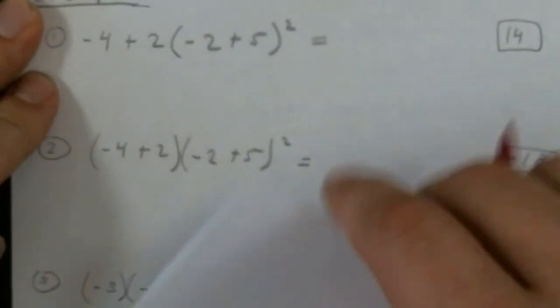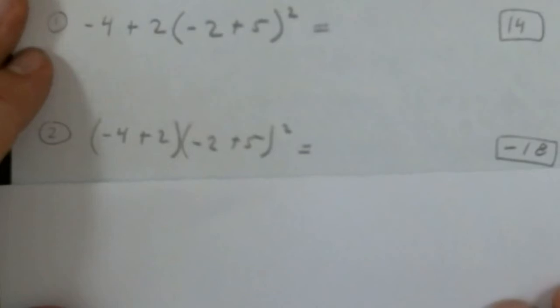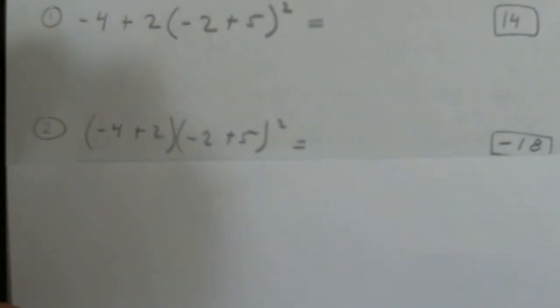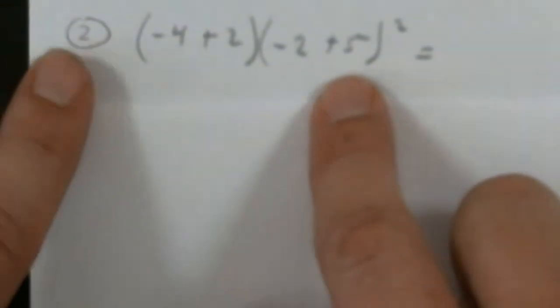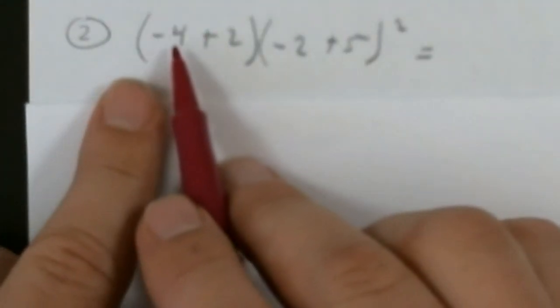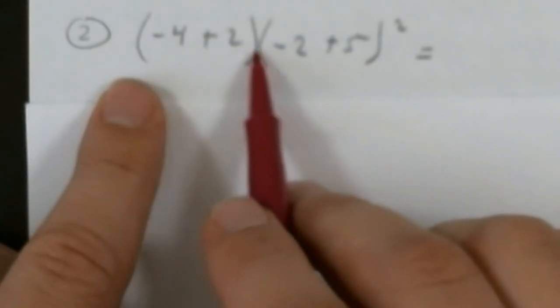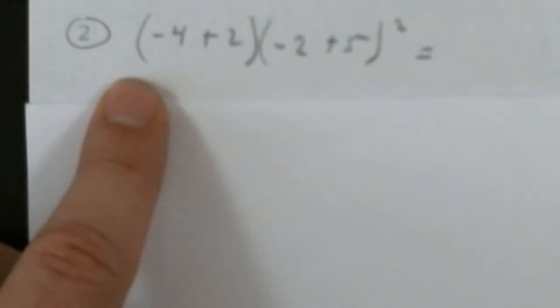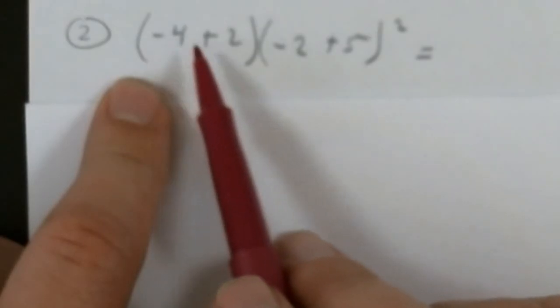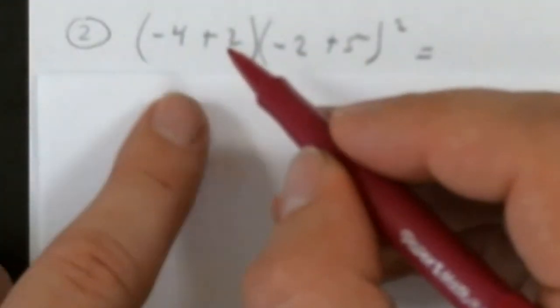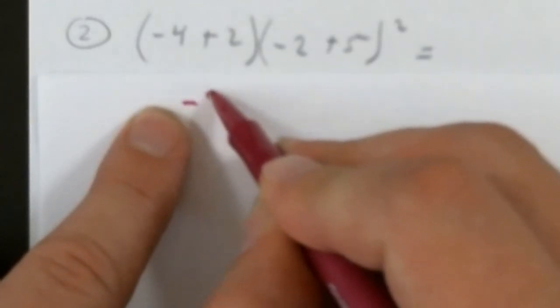So this next one here. This one should get you negative 18. So let me zoom up here. All right. So we have negative 4 plus 2 times negative 2 plus 5. And I want us to go ahead and figure this out. So what is negative 4 plus 2? Well, that's going to be negative 2, correct?